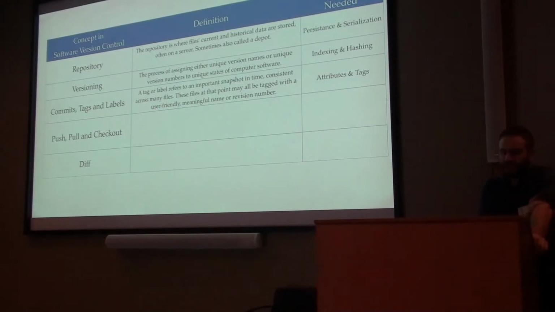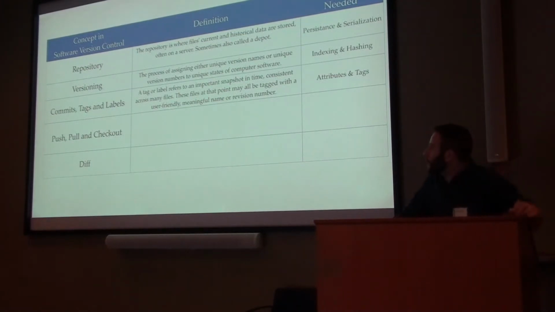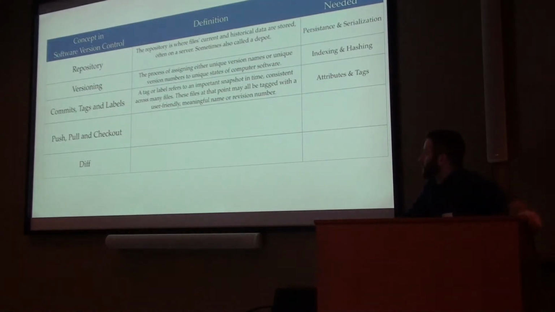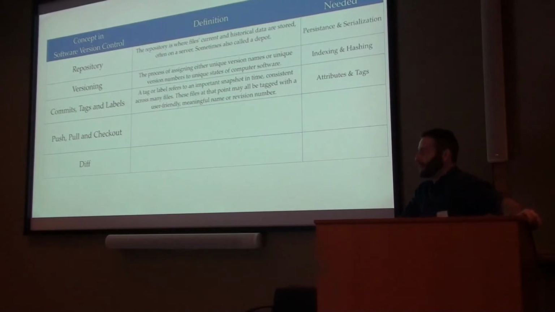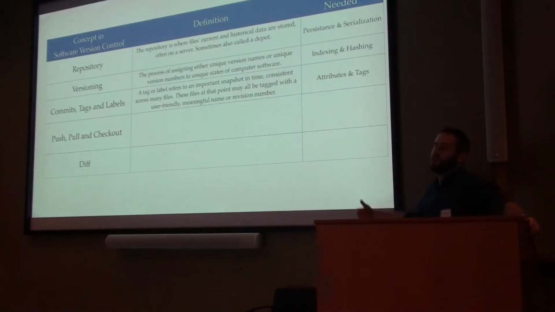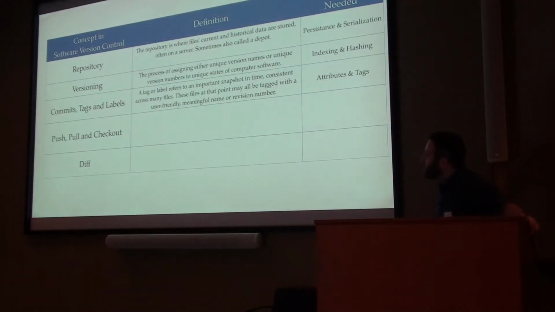Commits, tags, and labels. So this essentially refers to important snapshots in time. So not necessarily every variation that's going on, but the ones that actually are the ones you want to move forward with. So if you think about that previous diagram, when we're making that critical decision to go to production, what are we going to be tagging this model? Hopefully making it user-friendly and meaningful in some way to a revision number. And that's really just, it's actually the same thing. It's attributes and tags.